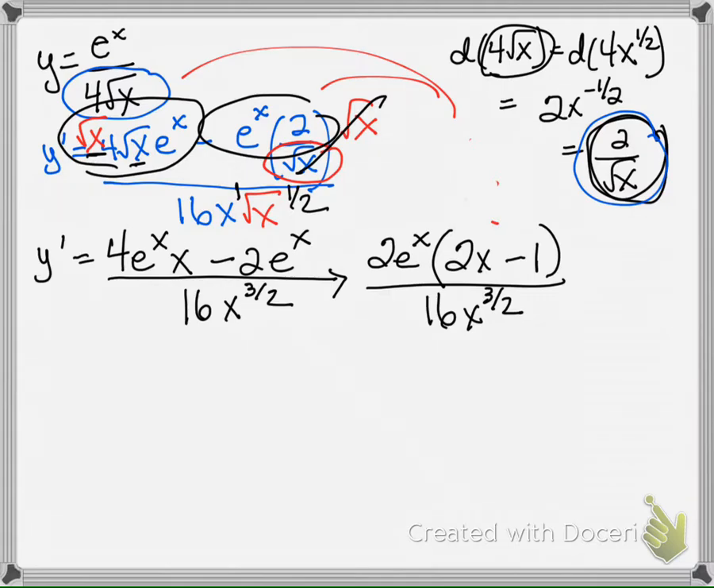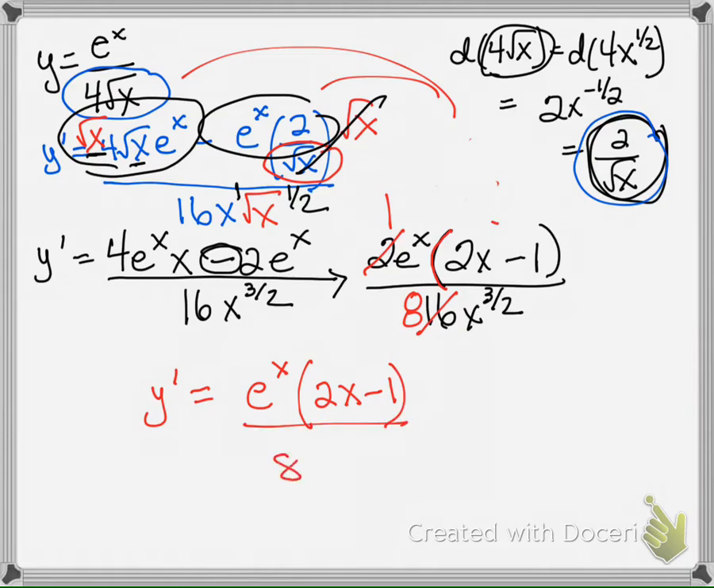Remember, you can only cancel in multiplication, not in addition or subtraction. So I couldn't cancel while we were here in that subtraction, but now that it's multiplication, I can cancel this 2 and this 16. Divide them both by 2, we get a 1 and an 8. And that gives me my final answer of e to the x times 2x minus 1 over 8x to the 3/2 power. This is crazy stuff, right? Okay, so that was, I don't even remember what number that was. That was 57. And now I'm going to move on to another one, but I'll hit pause because I don't know which one's next. Pause.